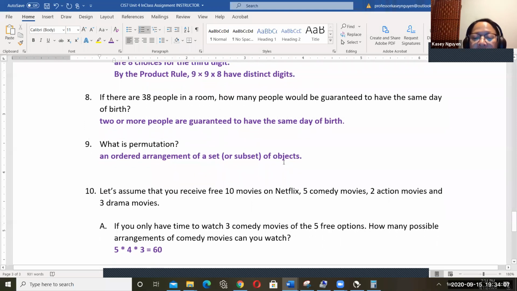So we know that we have 5 comedy movies. So 5 times 4 times 3, and we can only watch 3, right? So you take 5, you watch 1 movie, so you remove that one from the list. Then you have 4 left, watch 1 more movie, remove that from the list. Then you have 3 left, and then watch 1 more. That would give you 3 options. So 3 selections. So you would have 60 variations in watching 3 comedy movies of the 5.